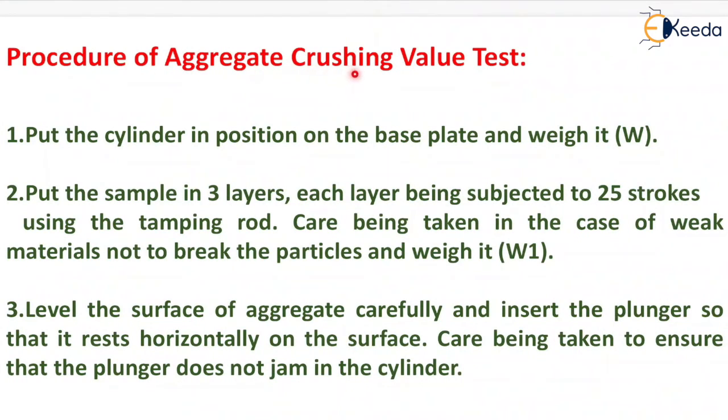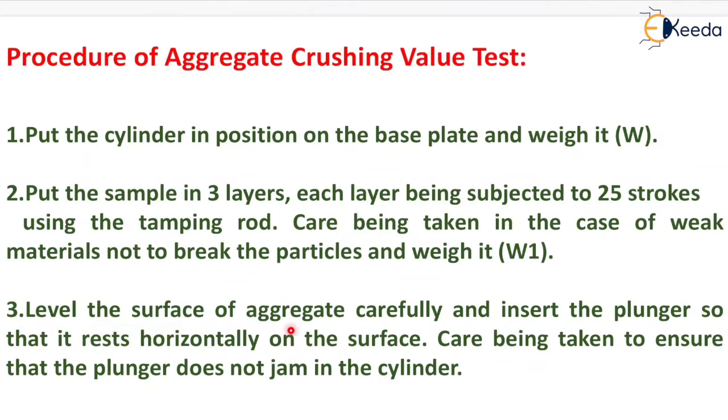Procedure of aggregate crushing value test. Put the cylinder in position on the base plate and weigh it, W. Put the sample in 3 layers, each layer being subjected to 25 strokes using the tamping rod. It means that we have to fill the aggregate in 3 layers and each layer is subjected to 25 strokes by the tamping rod. Care is taken in the case of a weak material not to break the particles, and weigh it, W1. It means that we have to take care during the tamping that the material does not break, and let the weight of the sample be W1.